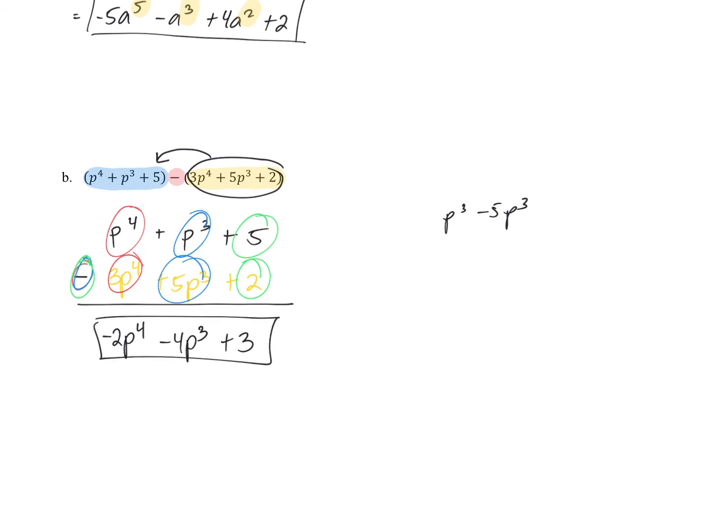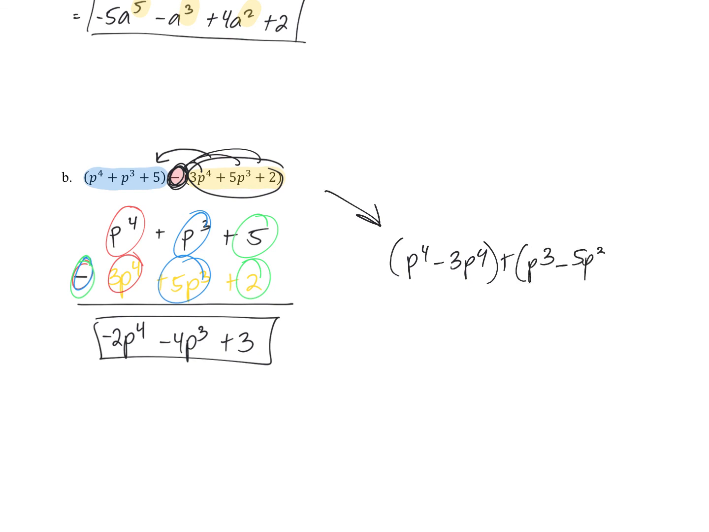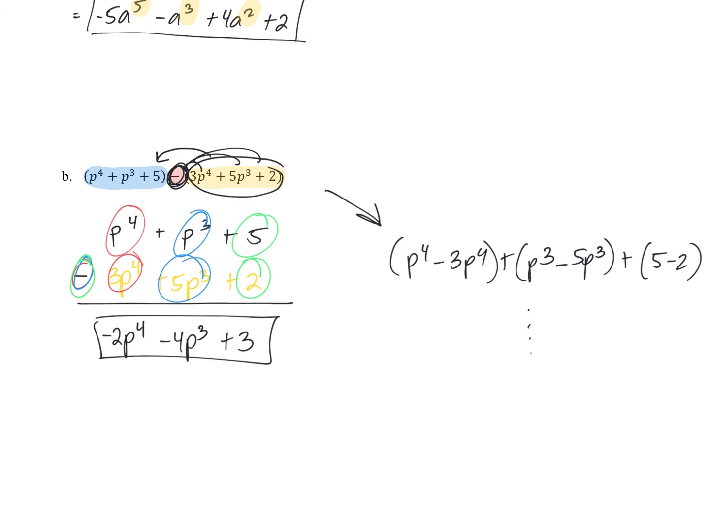Okay, so that was one way we could do the subtraction, which I find some students find helpful. And if this way wasn't that helpful, you could go ahead and just group them by like terms. So you could do p to the 4th minus 3p to the 4th. You have to remember we have that minus to deal with. And then you could do plus p to the 3rd minus 5p to the 3rd plus 5 minus 2. You could also do it that way and you would get the same answer. There are two different ways to work with it.